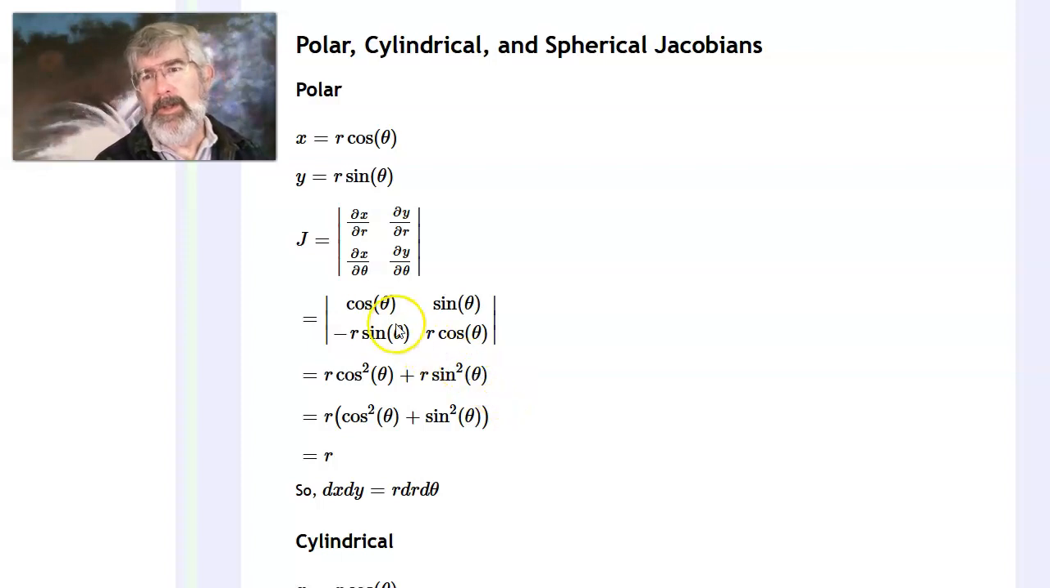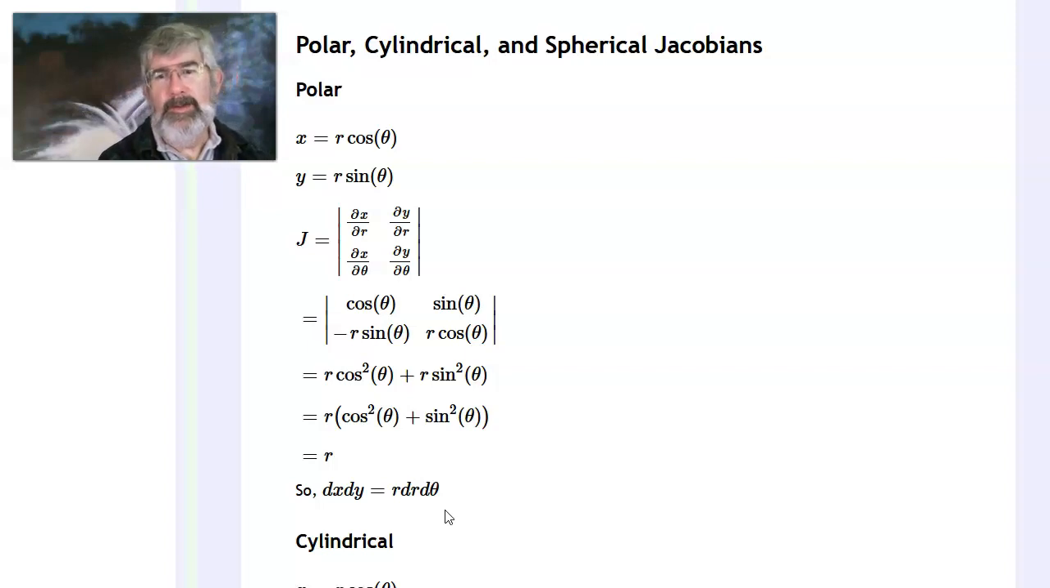Now, do the determinant, and I've got an r cos squared theta minus a negative r sine squared theta, so that minus a negative becomes a plus, and I've got r cos squared theta plus r sine squared theta. Factor an r out, the cos squared theta plus sine squared theta inside the parentheses is wonderful because there's a trig identity that tells me that's equal to 1, and sure enough, the Jacobian is just r. So the dx dy, which is dA, is going to turn into r dr d theta in polar coordinates, which is what we saw geometrically.